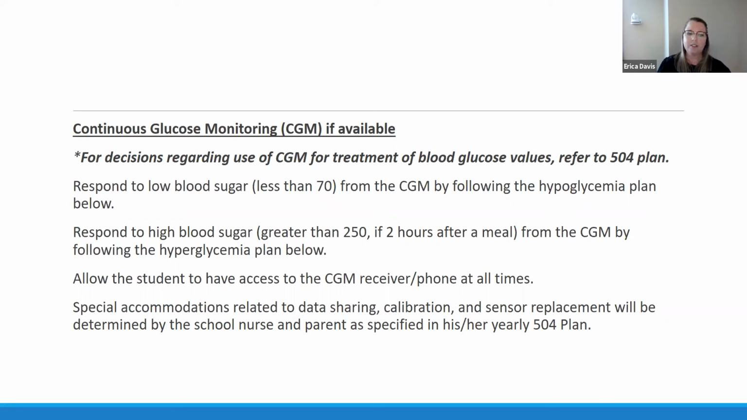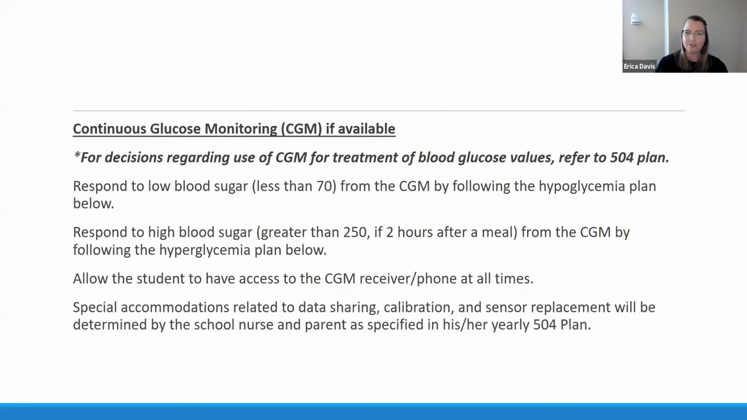We definitely want everyone to respond to a low blood sugar. Again, that's going to be less than 70 from that continuous glucose monitor, and follow that hypoglycemia protocol. And then of course we want to respond to a high blood sugar greater than 250 if it's 2 hours after a meal. The reason why we put that in here is because we naturally know that a child is going to have higher blood sugars after they eat. Anyone's going to have a higher blood sugar after they eat. So we want to make sure that we're not trying to intervene too soon, and that we're really intervening appropriately.